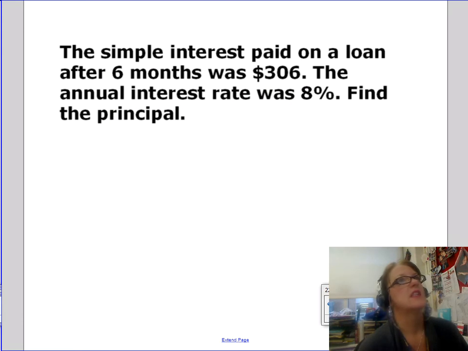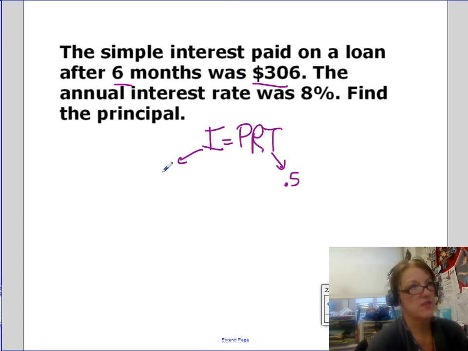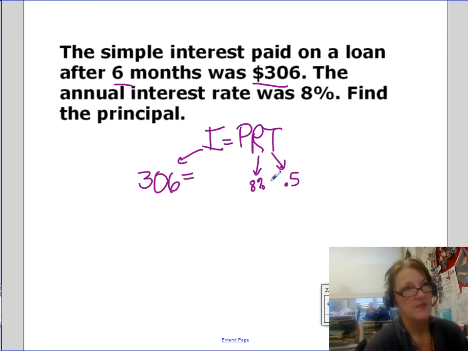All right. The last one here, simple interest paid on a loan after 6 months was $306. The annual interest rate was 8%. Find the principal. Okay, so first piece of information, 6 months again. That's half of a year. The interest was 306, so that's over here. We got that ending piece already. The interest rate is 8%. And this time, I don't know what the principal is.